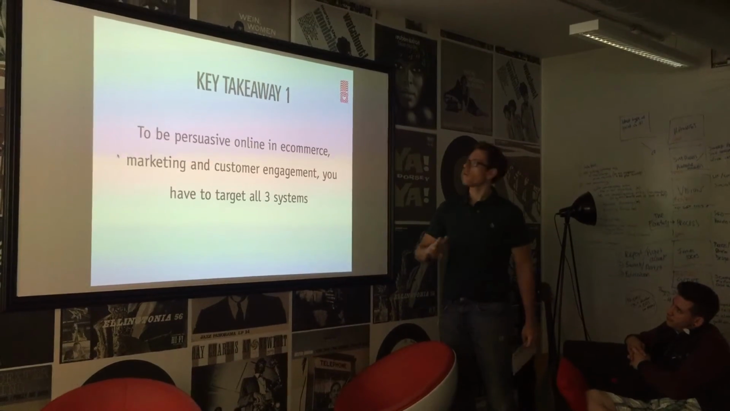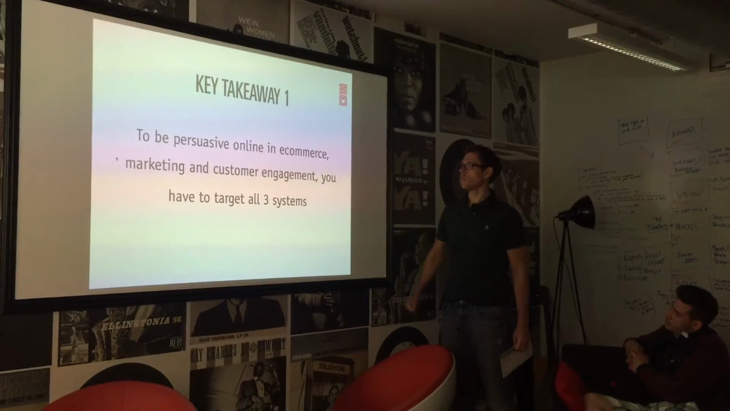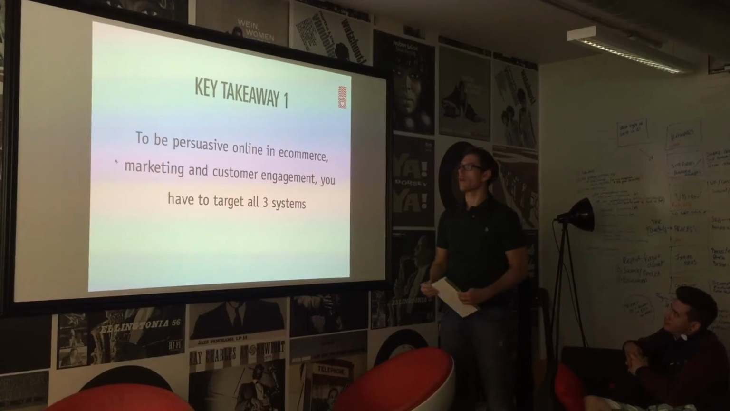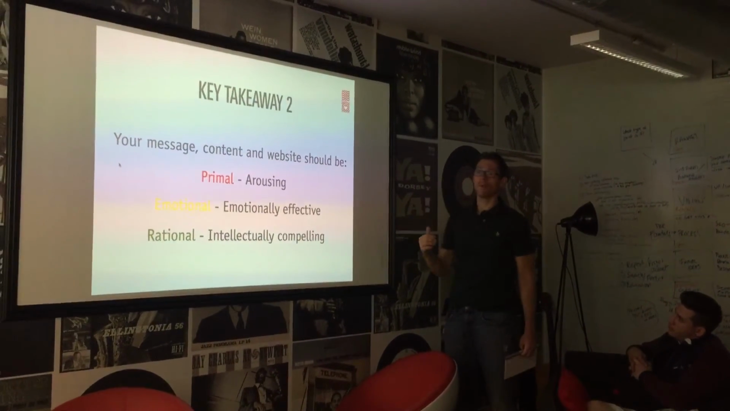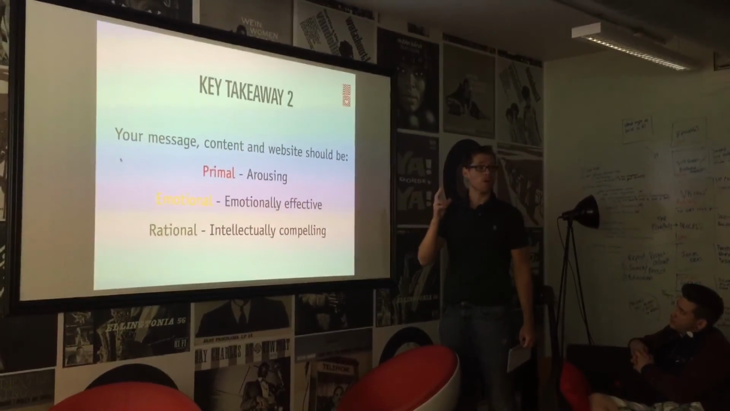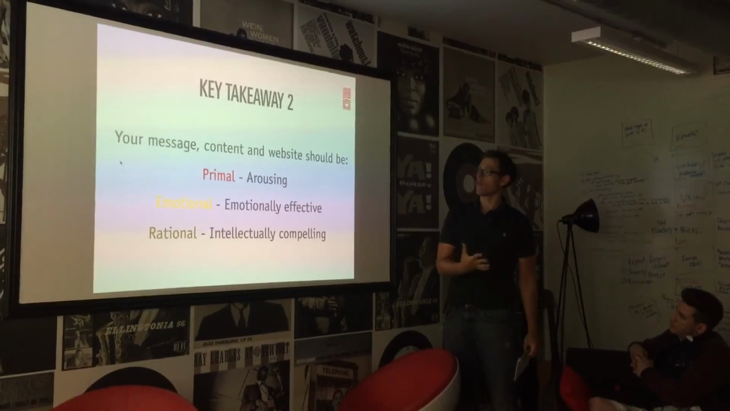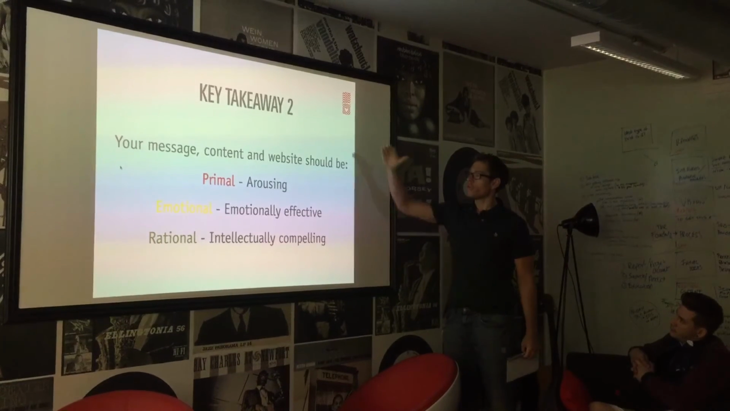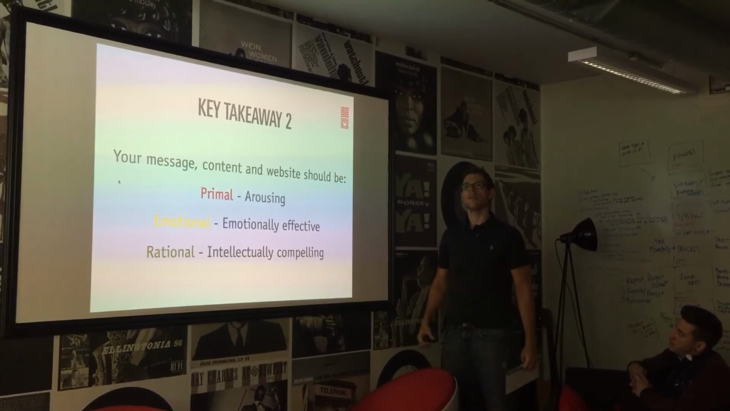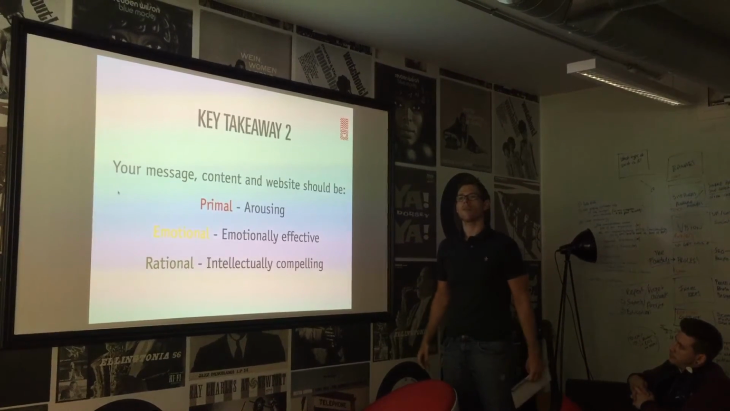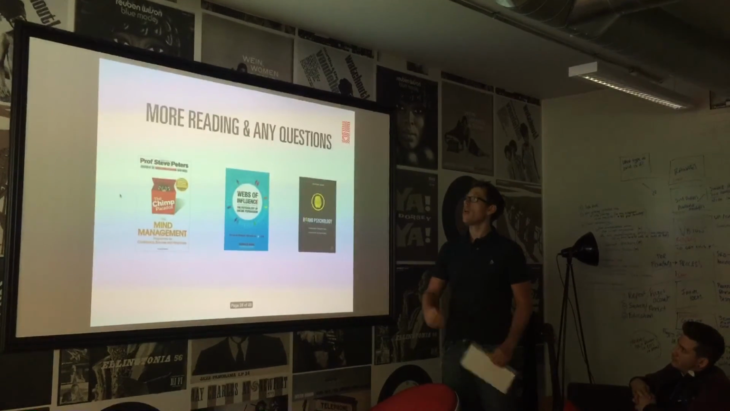So the key takeaways, very quickly, are 2. To be persuasive online in e-commerce, marketing, customer engagement, you have to target all 3 systems of the brain. That's breaking it down so your message, content and website are always focusing on the primal, which is the arousing part, the emotional, which is the emotionally effective, and then the rational, which is the intellectually compelling. If you bring those three together in any type of marketing or any type of website that you create, fundamentally you are going to have a better chance of getting that person to do what you want them to do.